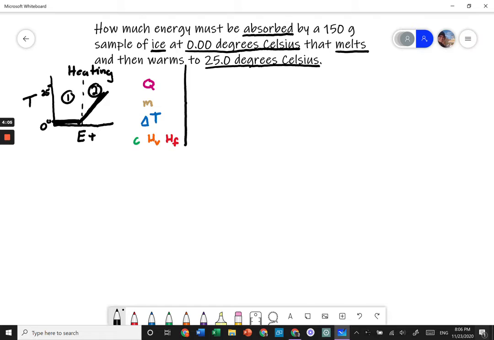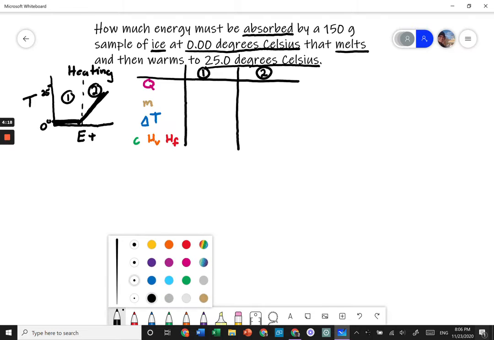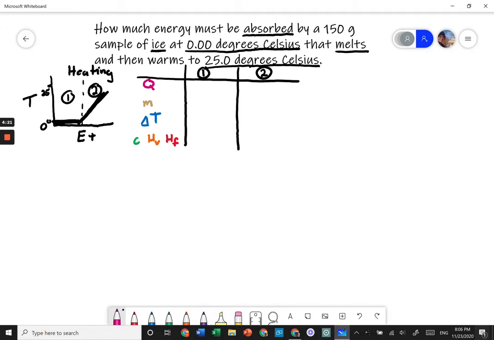And then, well, we have two different regions. So I'm going to look for it in region 1, and then I'm going to look for it in region 2. So I'm going to put my information that I know in each of these regions. I'm going to start off just with region 1, this flat region over here. So the very first thing I'm looking for is Q, our energy. Looking through the question, I'm going to see if it tells us any energy that we know. So how much energy? Hey, that's the keyword for energy. I'm going to circle that. Must be absorbed by a 150 gram sample of ice at 0.00 degrees Celsius that melts and then warms to 25.0 degrees Celsius.